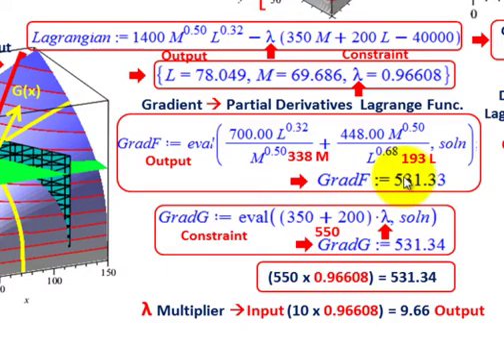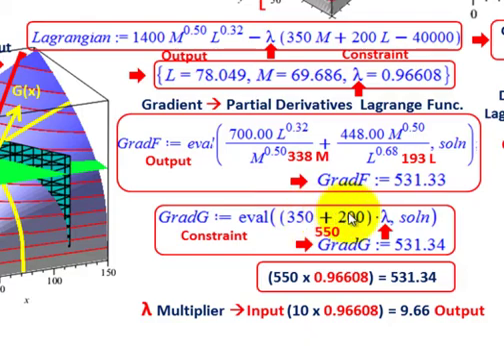Okay, you can see we're sitting at 531.33 for our output, and we're sitting with our gradient here at 550. That's why it's a little bigger. But this is where the multiplier comes in, because when it did this partial derivative, it left the lambda times that 550 amount.